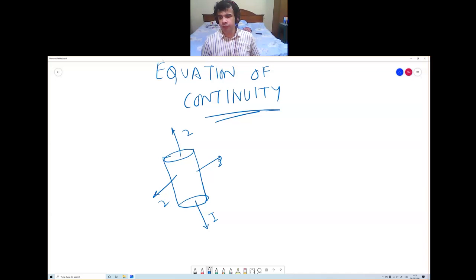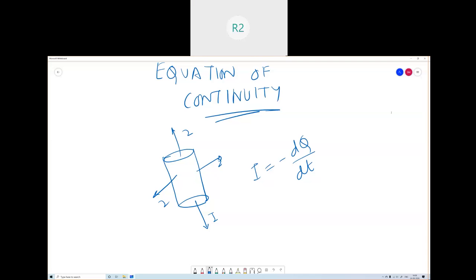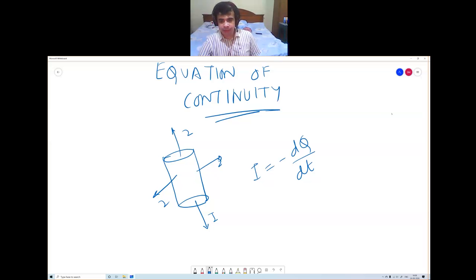Obviously, if current is flowing, the charge in it must decrease with time due to the conservation of charge. So can we write I equal to minus dq by dt? Current is flowing out of the cylinder, charge is flowing out, so charge will decrease with respect to time. So I equal to minus dq by dt. Now, what is I? Since current is flowing all over, it is the integral of J dS.